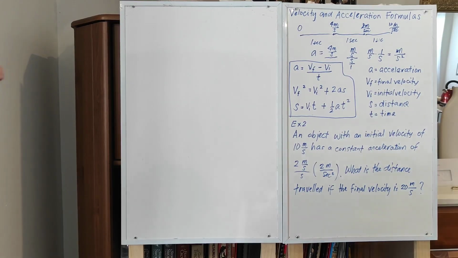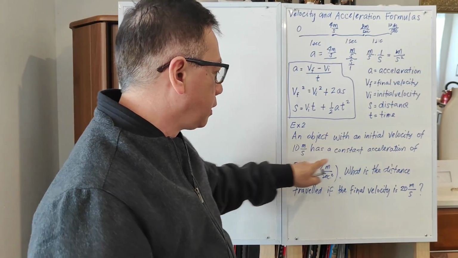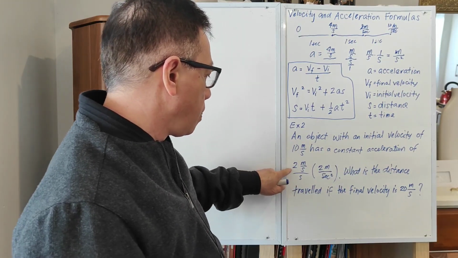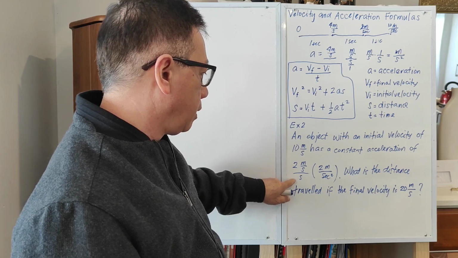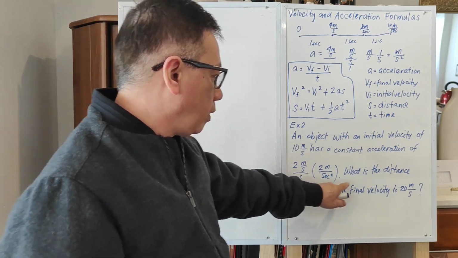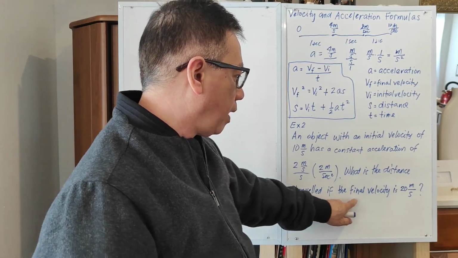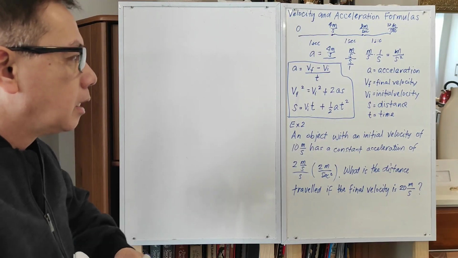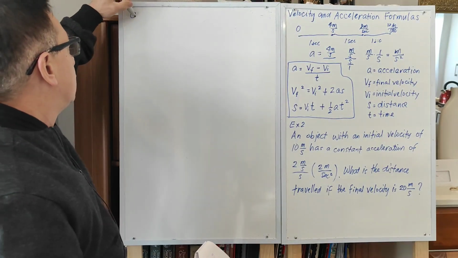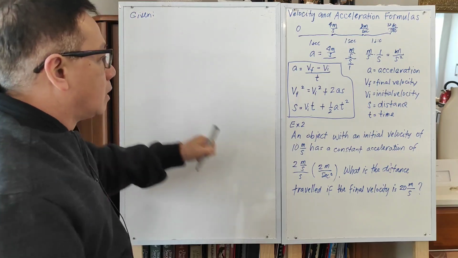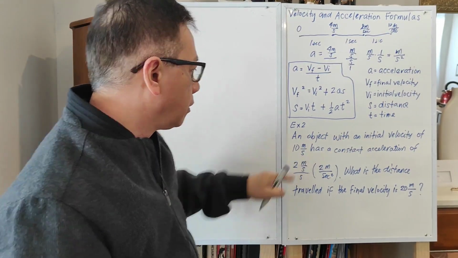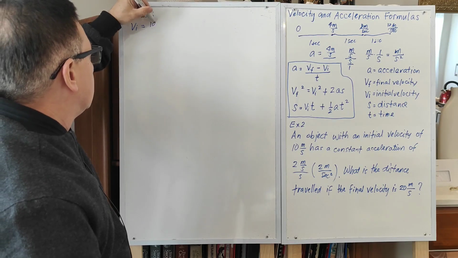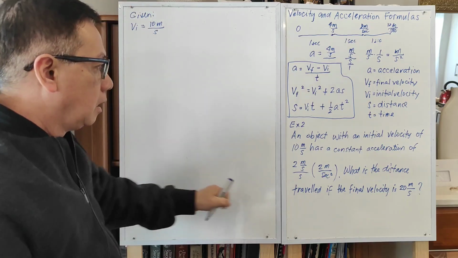Example 2. An object with an initial velocity of 10 meters per second has a constant acceleration of 2 meters per second or 2 meters per second squared. What is the distance traveled if the final velocity is 20 meters per second? So let's start with what are given in the question. So in here, an initial velocity of 10 meters per second. So that's VI, 10 meters per second.